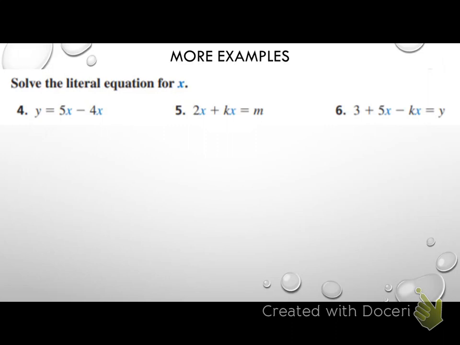Yeah, I'm going to subtract 3 from both sides because does 3 have an x with it? No. I'm just going to get all the terms that have an x on the same side of the equation, everything else on the other side. So I'm going to subtract 3 from both sides. Can I combine y minus 3? Nope, so I just rewrite it as y minus 3.